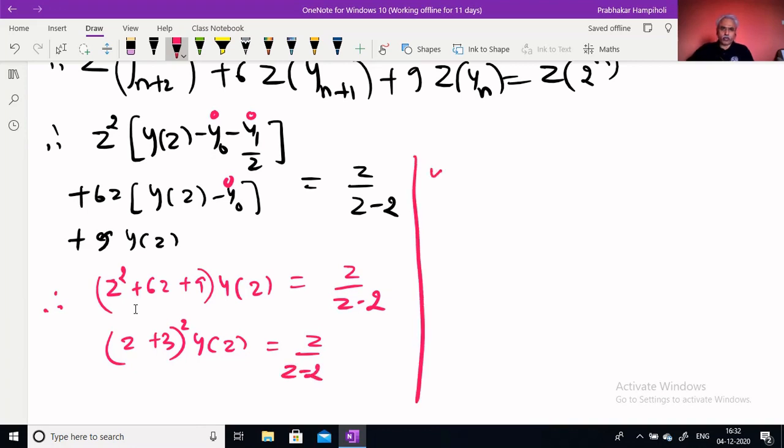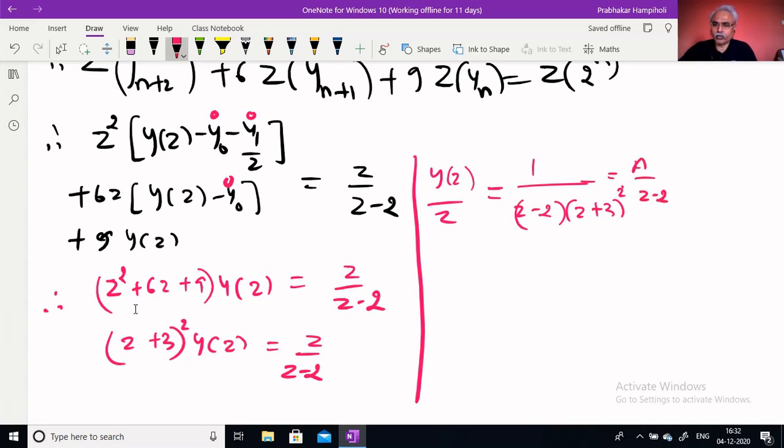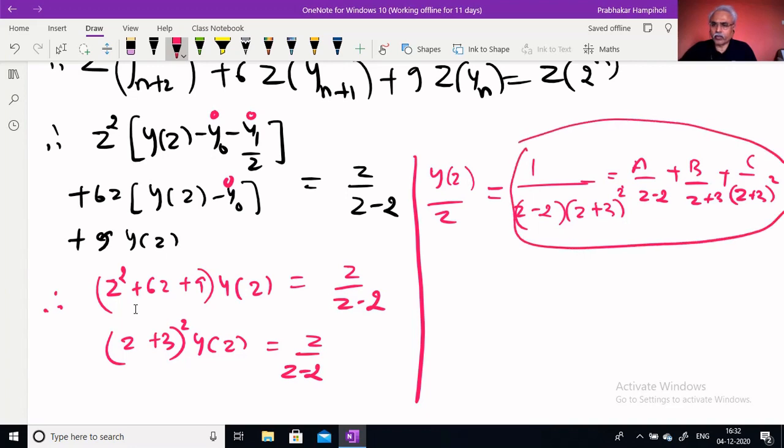Now y of z by z, if I find, it looks like this: 1 by z minus 2 times z plus 3 whole square. So if I split that into partial fractions, I can write it like this also: a by z minus 2 plus b by z plus 3 plus c by z plus 3 whole square. So this we shall use to find a, b, c values.